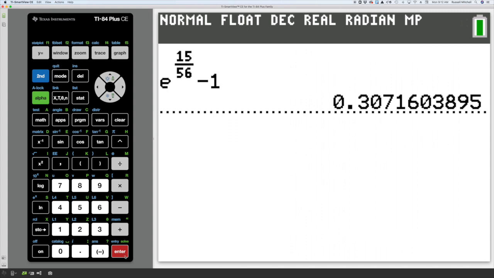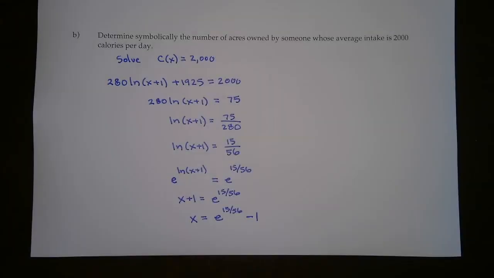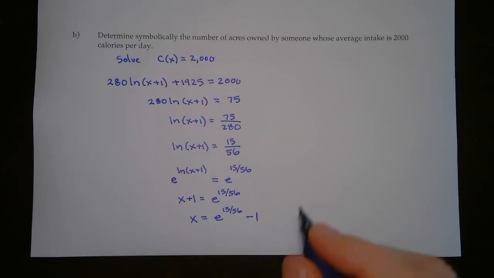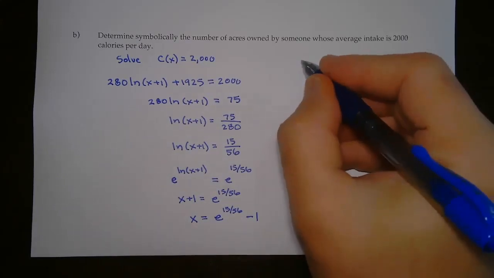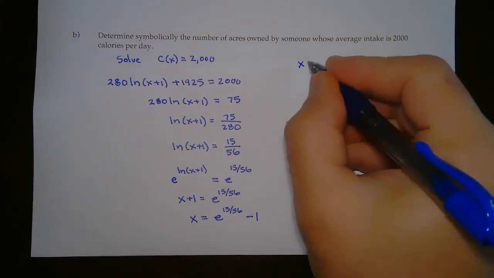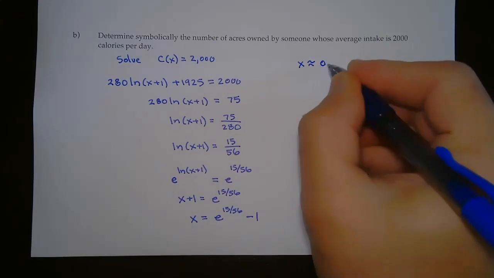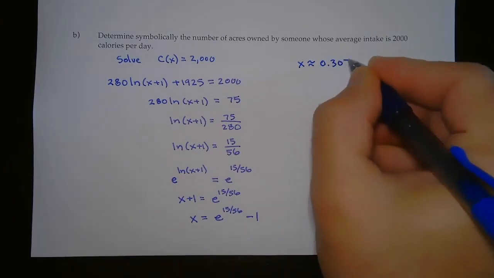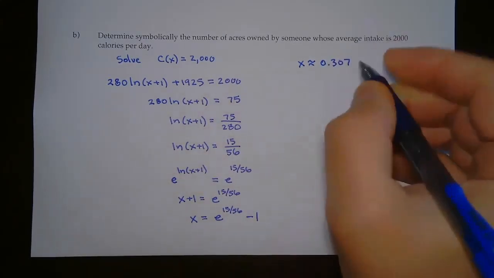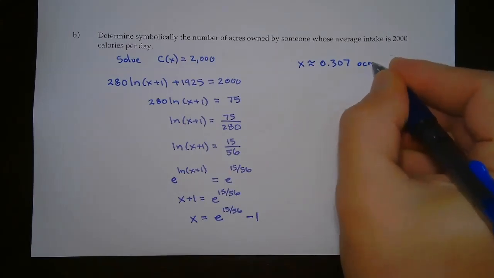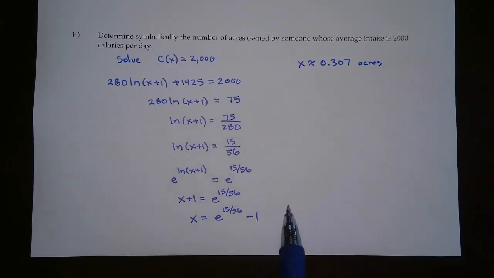All right, so let's go back and we'll write this on our paper. From our calculator, we got, and I'm going to come up here because I'm running a little bit out of room, so X is about 0.307, and that's acres. All right, so that's how much land they would own.